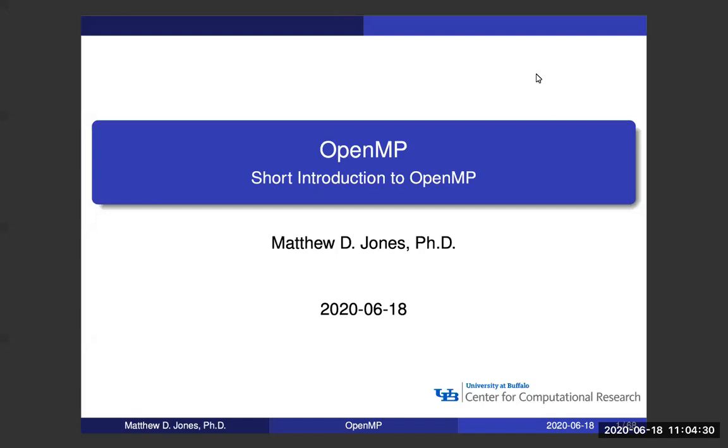So today we're going to talk about OpenMP, which is an alternative parallel programming specification. Two weeks ago, we talked about the Message Passing Interface, which is the most popular distributed parallel programming API. Today we're going to talk about the most popular shared memory API, which is OpenMP.